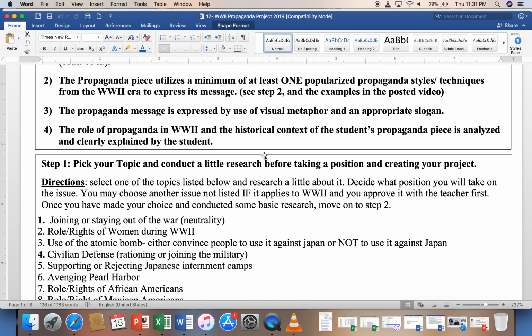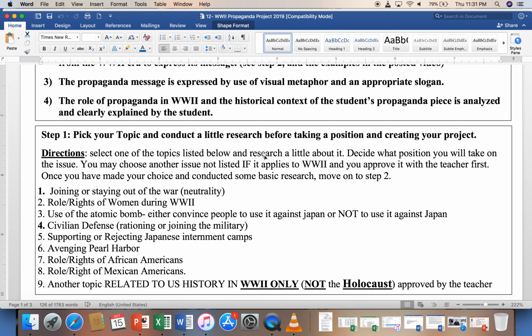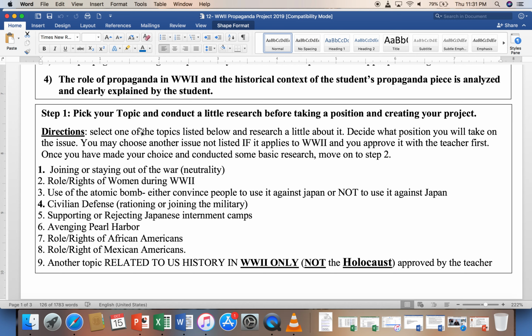Okay, the third thing, the propaganda message is expressed by using visual metaphor and an appropriate slogan. And we'll talk about the slogan here in a minute, but the metaphor is basically you have a picture that represents or means something beyond what you've actually drawn. Okay, and then number 4, the role of propaganda in World War II and the historical context of the student's propaganda piece is analyzed and clearly explained by the student. So not only can you draw me a piece of propaganda, but you can explain to me what your message is and how you got it across, right? What is your point of view? What technique did you use? What is the deeper meaning of what you drew? So it's not just that you're analyzing sources here, but you're creating the source and then analyzing it yourself.